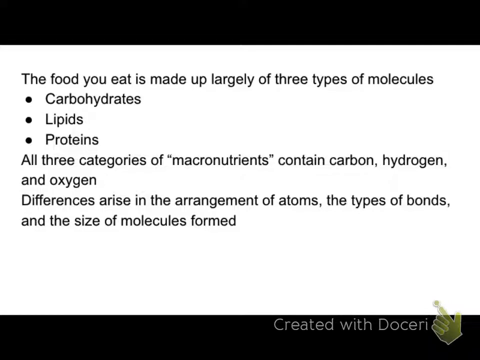You're going to see in the images that we look at different amounts of carbon and hydrogen and oxygen. They're going to be bonded together differently, and the molecules are going to be shaped differently. So they're going to do different jobs for us.